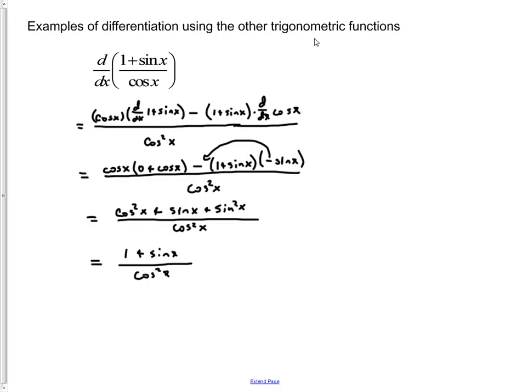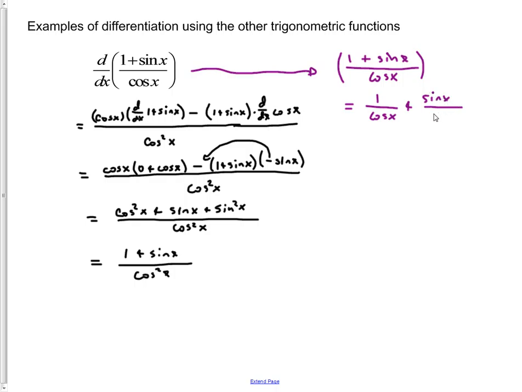I might point out just a quick note right here and see if you can make anything of it. Don't forget that, if I have a function like 1 plus sine of x over cosine of x, you might note something. That's really the same thing as 1 over cosine of x plus sine of x over cosine of x. And you know that 1 over cosine of x is the secant of x, plus sine of x over cosine of x, that's tangent of x.